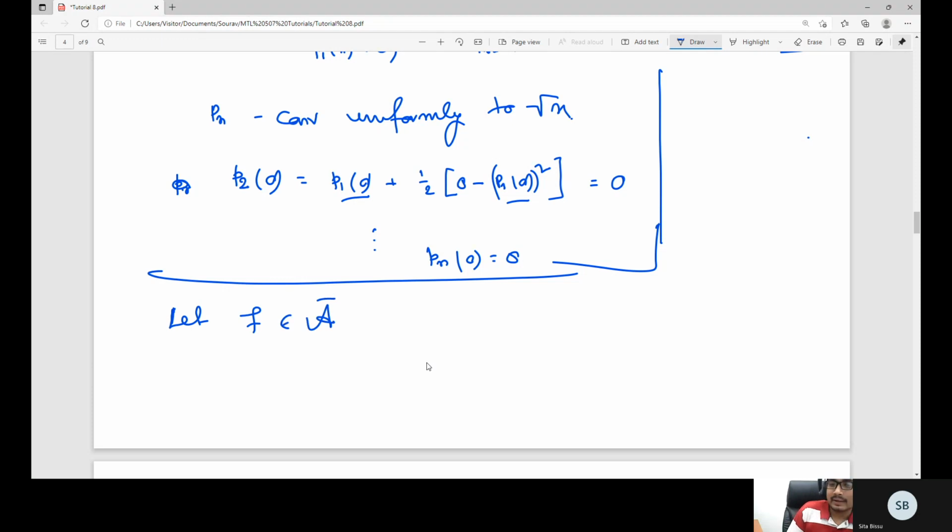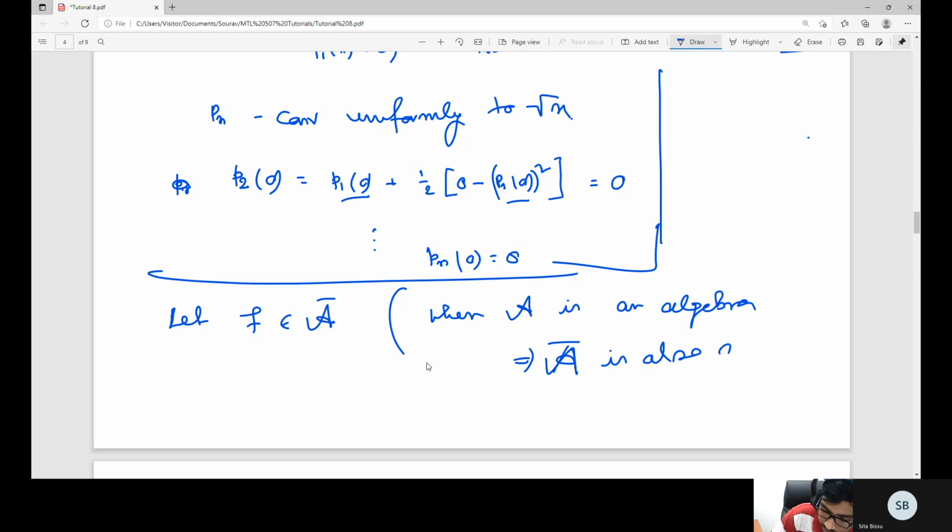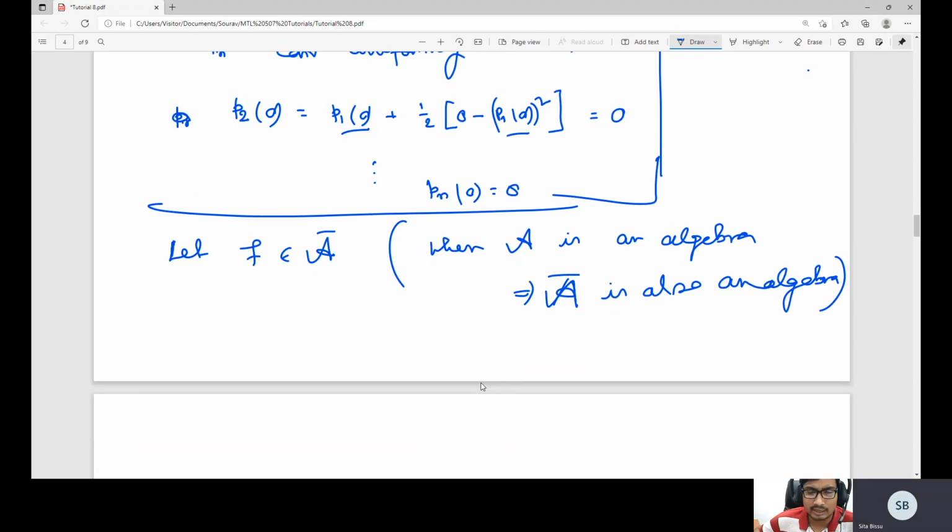f belongs to the closure of A. When the script A is an algebra, this implies that the closure of A is also an algebra, right? You can prove it by using sequence kind of arguments. I am assuming this one. So whenever it's an algebra, its closure is an algebra. It's an exercise. You must verify.